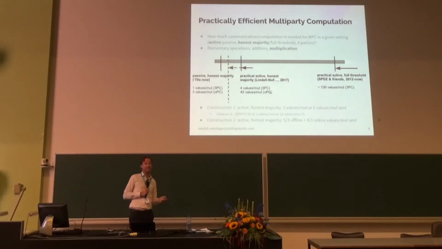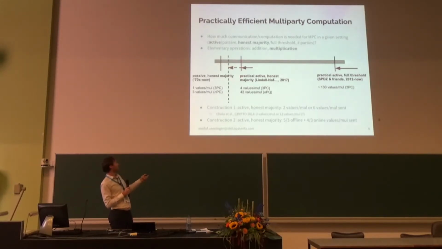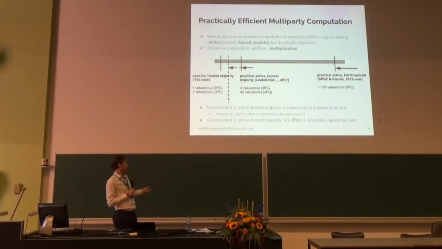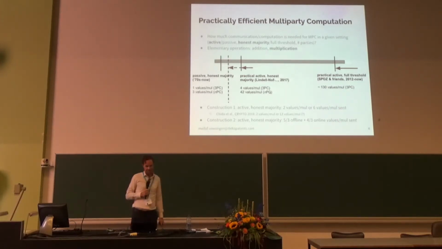And what we present in this paper are some improvements to this work. Two different constructions. One of them where we show that you can do this using 2 values for each multiplication in the 3-party setting, and in the n-party setting, you can do it with 6 values. In the second construction, we divide things into an offline phase and an online phase, where in the online phase you only need 4/3, so roughly 1.3 values for each multiplication, at the expense of an offline phase where you need a little bit more.